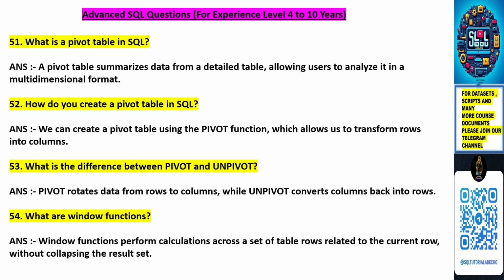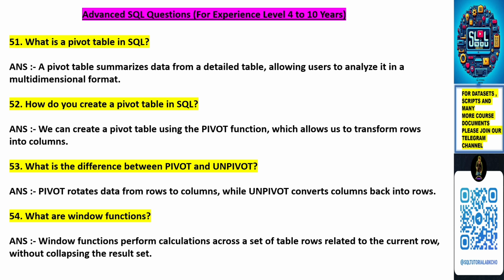Now the 53rd question: what is the difference between pivot and unpivot? The main difference is that pivot rotates data from rows to columns. By using pivot, we can convert the rows into columns, while unpivot converts columns back into rows. So unpivot does the opposite of pivot. Now move on to the next question.